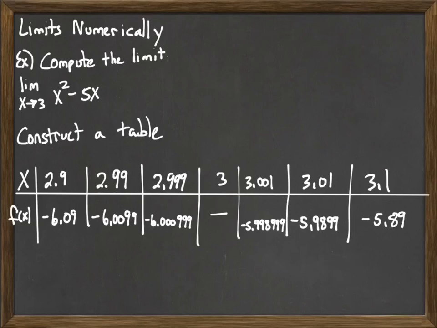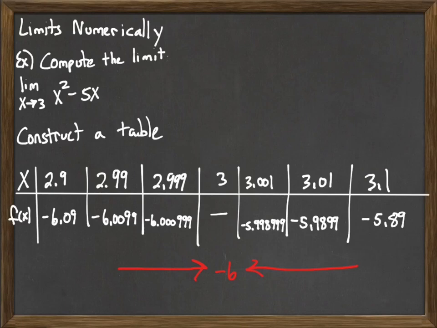Now the whole point of doing all this computation was so that we can see what this is approaching. Is it approaching a value? Is it settling in towards a particular value? And you can see here that as we look at this from the two sides of 3, stuff below 3 and stuff above 3, it sure looks like it's settling in to the number negative 6. And so that's what we would say this limit is.